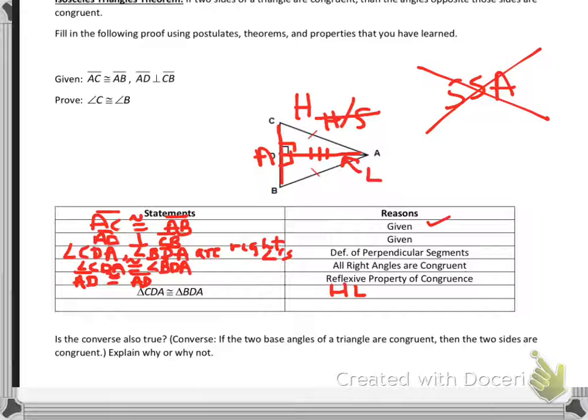Okay, so now that we know that those two triangles are congruent, let's match up, make sure that we're talking about the right angles. C is first in the congruent statement, and it matches up with B. It's first in the other one. That's true.